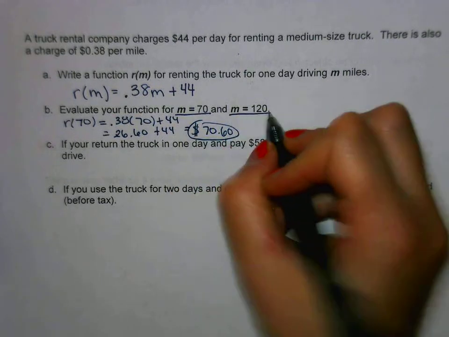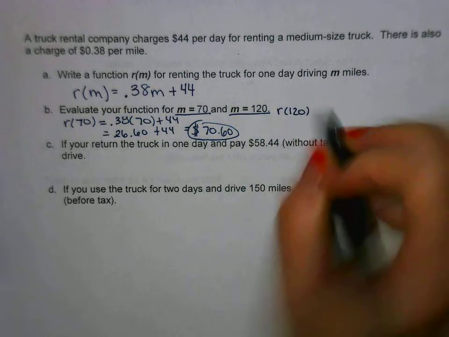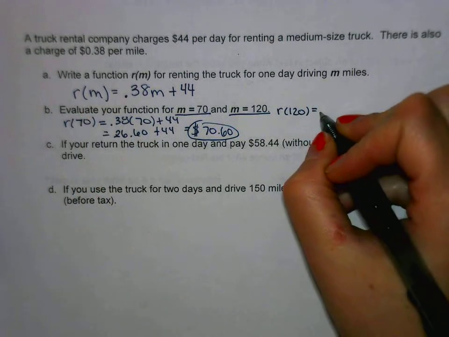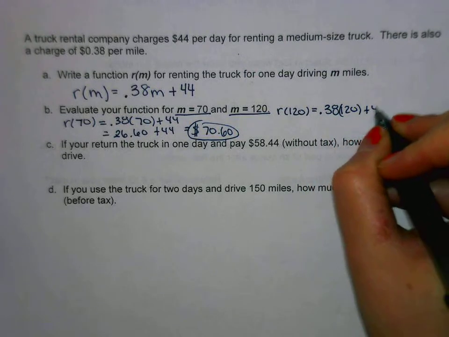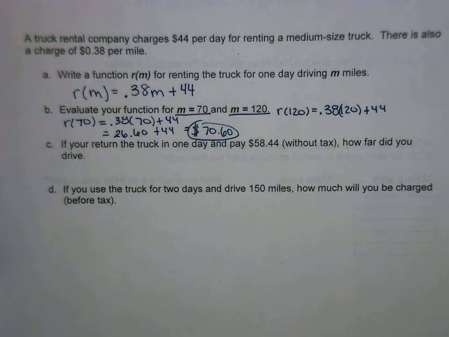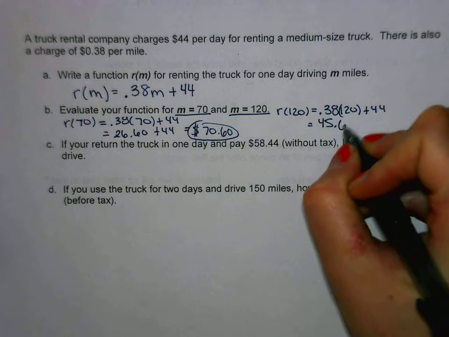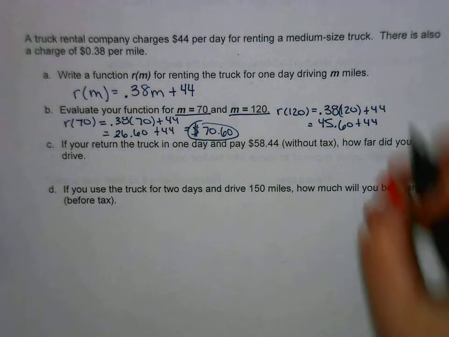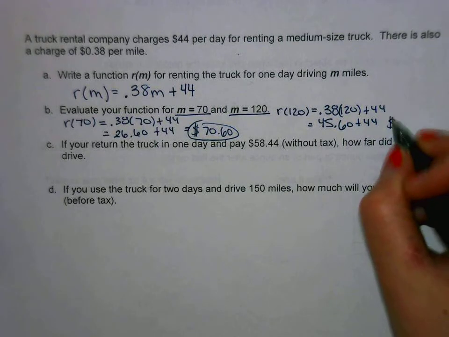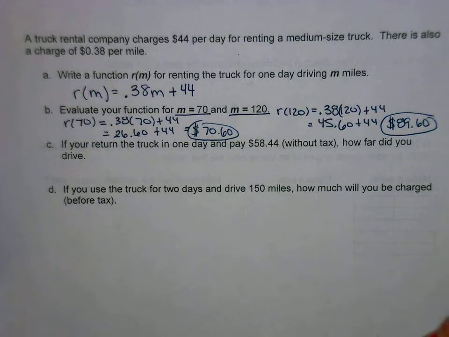So let's look at what happens if we drive 120 miles. So if we drive 120 miles, that means my M is replaced with 120. So 38 cents times 120 plus our $44. So 38 cents times 120 means we are paying $45.60 plus our 44. So for the day, we are having to pay $89.60 to drive 120 miles.